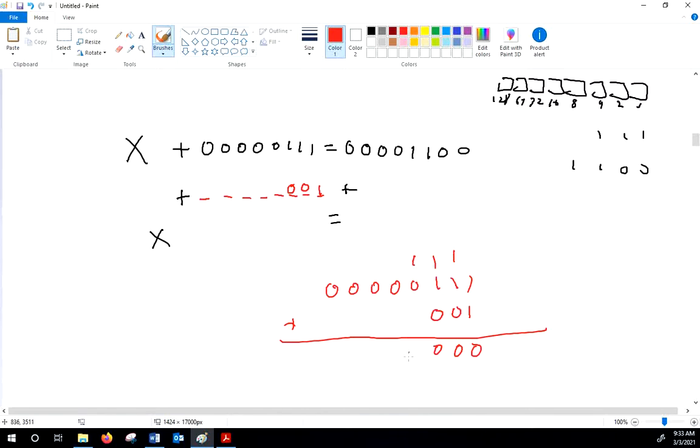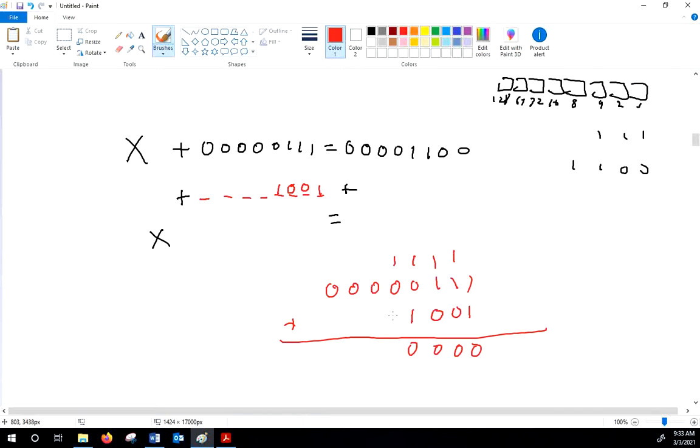I need to make sure that this is a zero. If I put a zero here, I get a one. That's not what I want. We're trying to get zero. All zeros is zero. So instead, this bit needs to be a one, so that I get 1 plus 1 is 1, 0.